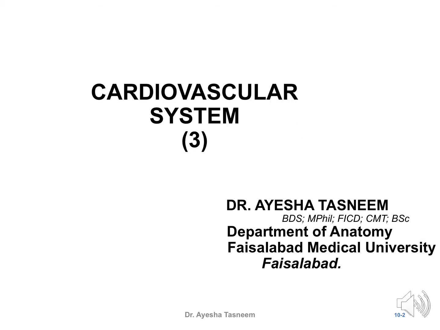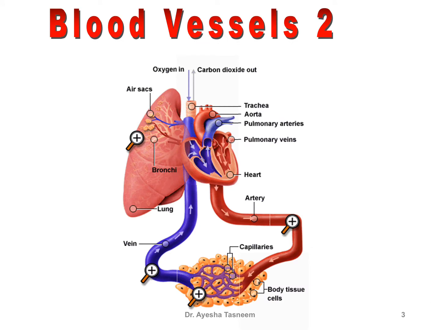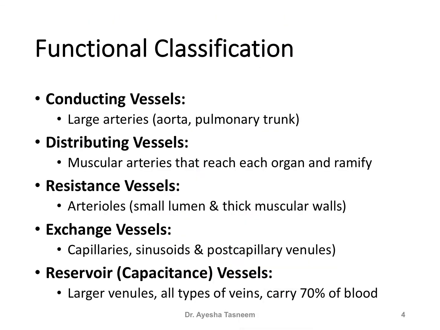This is my third lecture of the cardiovascular system, the CVS. In this lecture, it is the continuation of the last lecture in which we were discussing the classification of the blood vessels. In this lecture, we will discuss the functional classification of blood vessels. Blood vessels are functionally divided into 5 types.